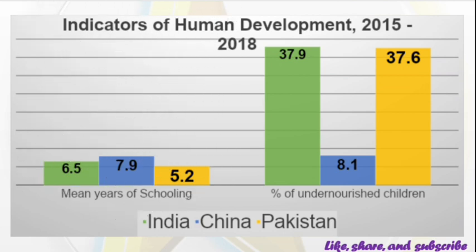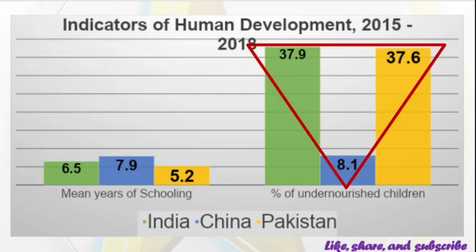And the percent of undernourished children in India was 37.9%. In China, it was 8.1%. In Pakistan, it was 37.6%.